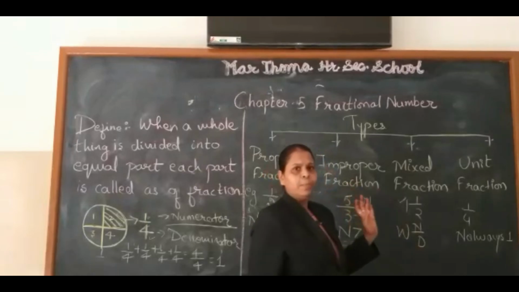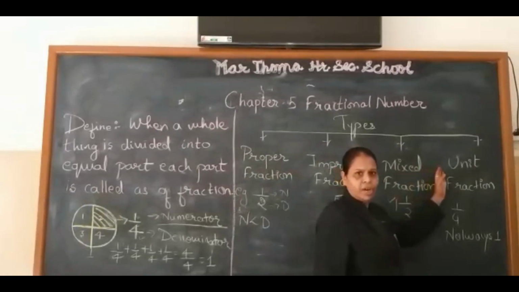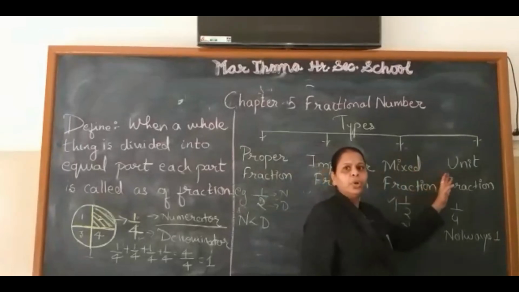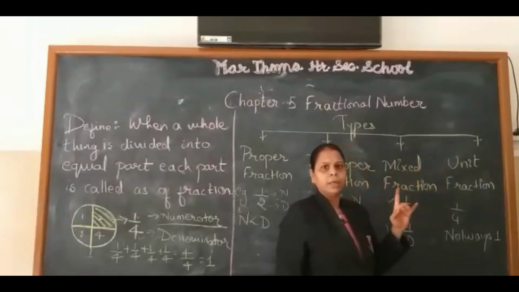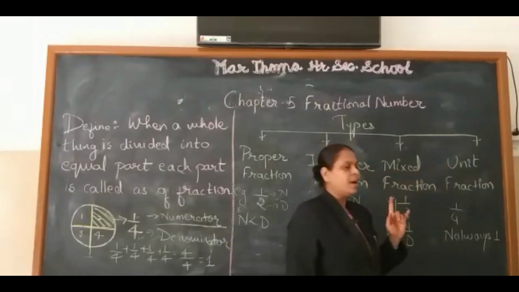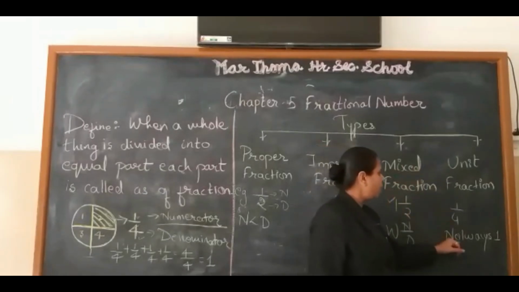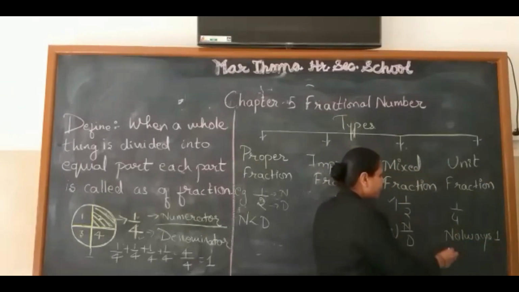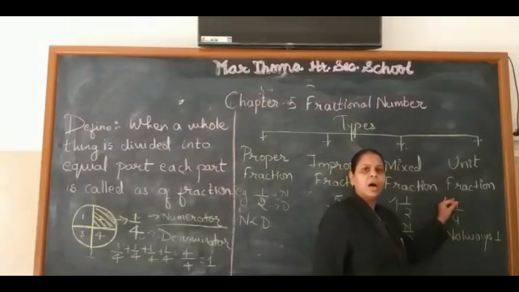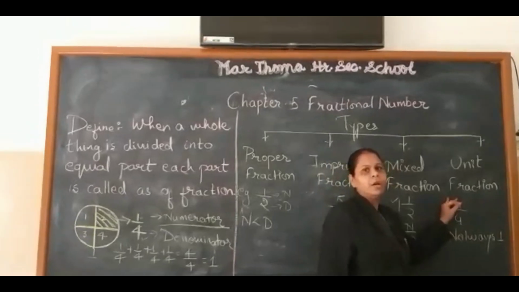Now the last type of fraction is the unit fraction. As the term states, unit always means 1. So those types of fractions which always have the numerator 1 are known as unit fractions.